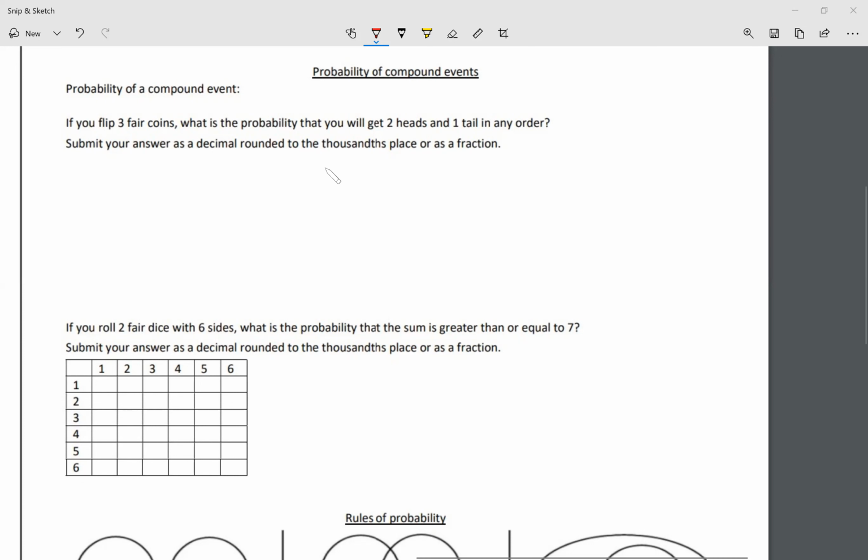Okay, interesting here though. Thousandths. So 3 decimal places, or as a fraction. Remember, if I'm going to do it as a fraction, make sure it's simplified.